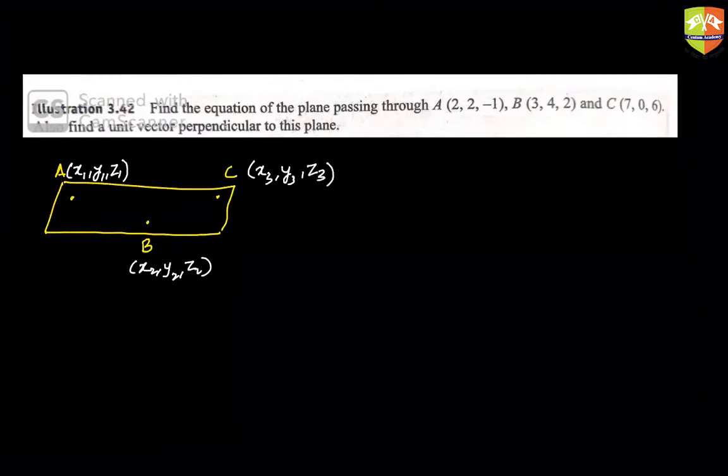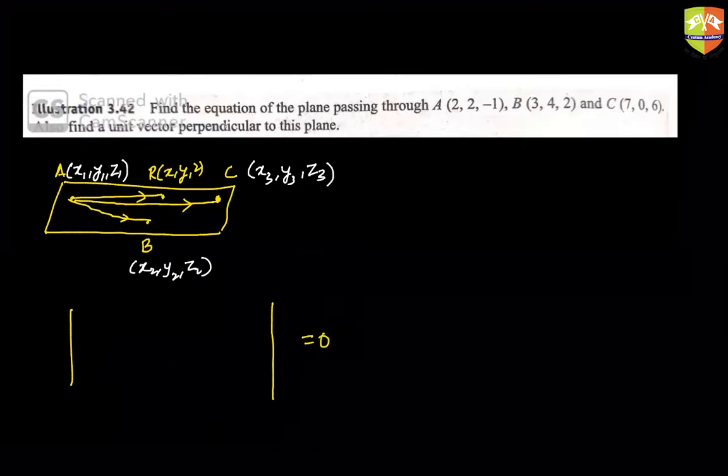I had already discussed with you that we use the concept of coplanarity, correct? Whenever the word coplanarity comes, scalar triple product must appear in our mind. And when you talk about scalar triple product, we talk about coplanarity of three vectors. So I'll take another point, let's say R, x, y, z. And I'm saying that AR vector, AC vector, AB vector, they are coplanar. Correct? That means the IJK components of these vectors written in determinant form should be zero.